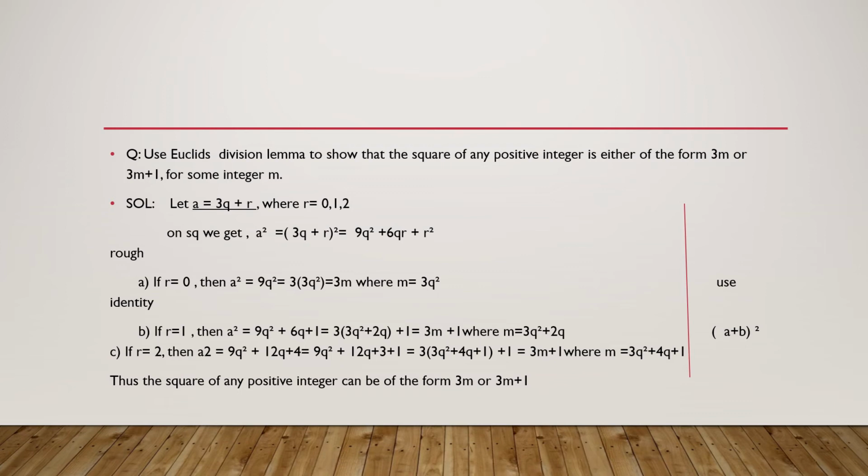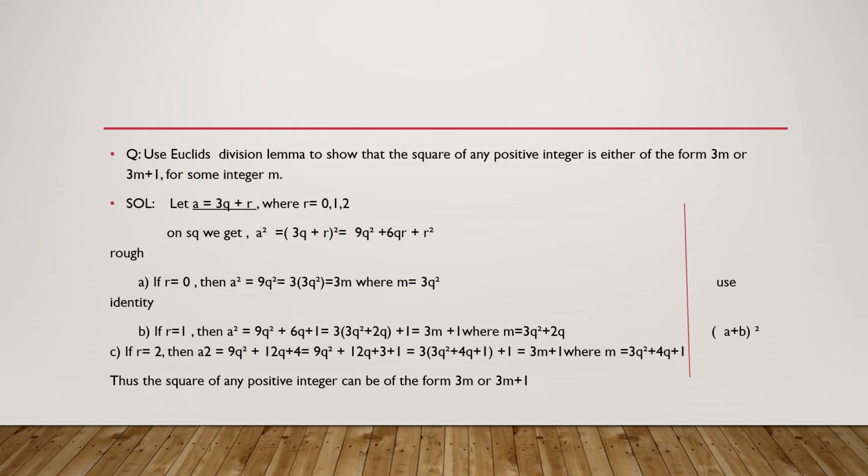So if we have to open this square, we have to apply the identity of (a plus b) whole square. So मैंने रफ में लिख रखा है ताकि आपको कोई confusion ना हो. You must know this. You must remember that we have to open this by using the identity. Identity लगाने के बाद we have the answer 9q square plus 6qr plus r square. ये आइडेंटिटी आ गई हमारी आंसर सॉल्व करके.